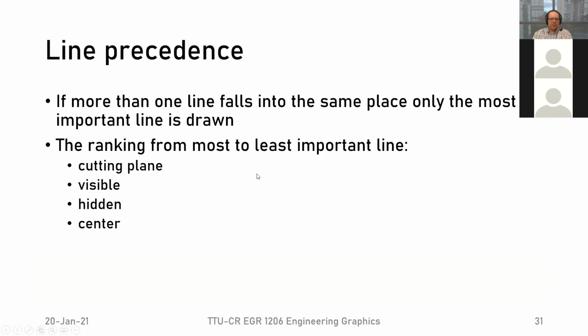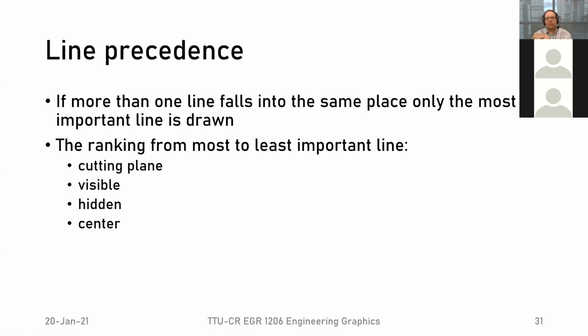I think this is probably now getting to the end here. So we talked about the different lines that we had. The main ones that we're going to use are the visible lines, the hidden lines, and the center lines. But we also have the other three: the phantom line, the break line, and the cut plane line. When we're drawing these and two of these lines are on top of each other, we only draw the more important line, the line that has precedence.